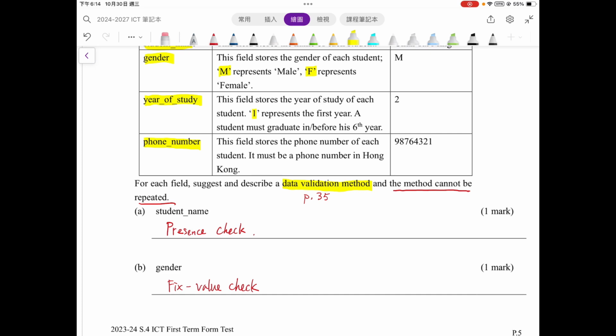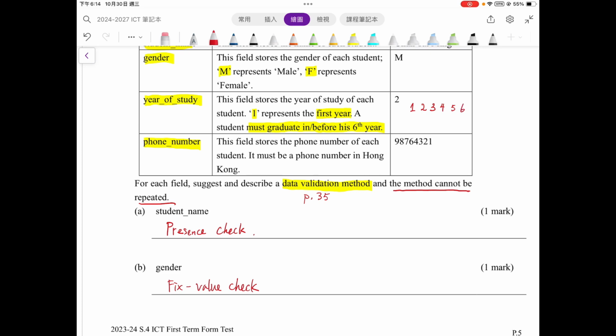So for example, 1 represents the first year, and there's a requirement that a student must graduate in or before his 6th year. So what does that mean? That means the student can input 1 for his or her first year of graduation. He or she can input 2, 3, 4, 5, or 6, but not more than that.